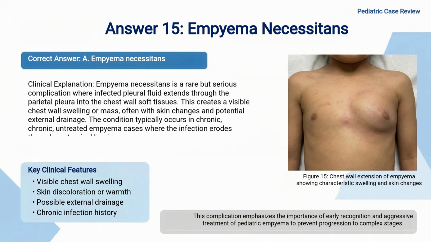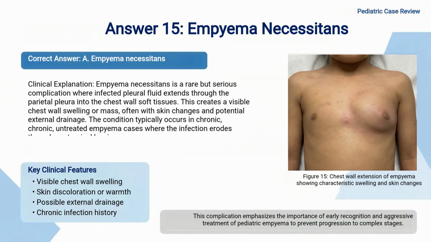The defining feature is the communication between the pleural space and the chest wall mass, confirmed on computed tomography imaging in this case. The condition typically occurs in chronic, untreated or inadequately treated empyema cases where the infection erodes through the anatomical barriers of the parietal pleura and chest wall.